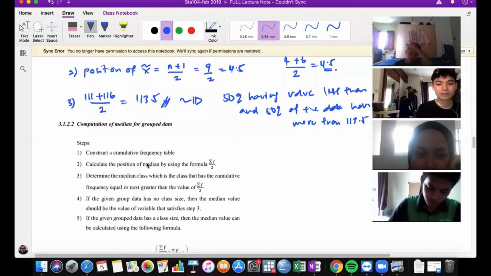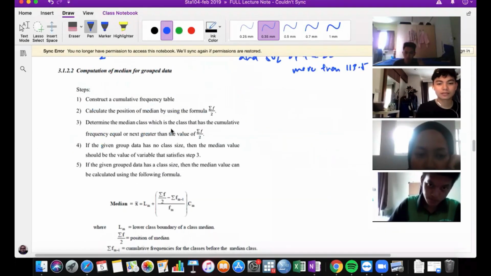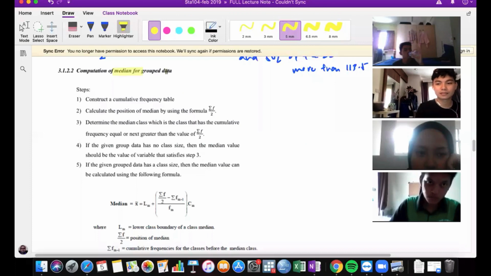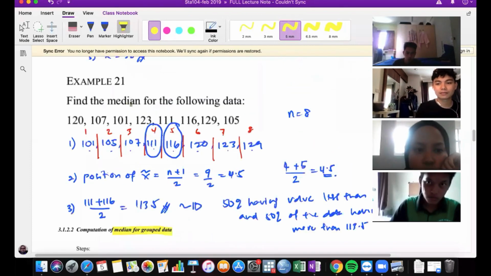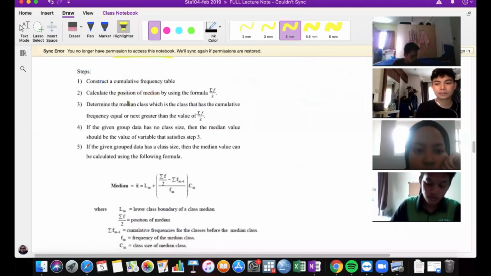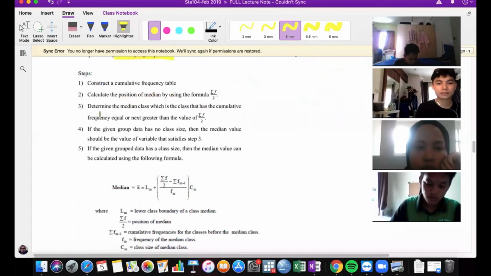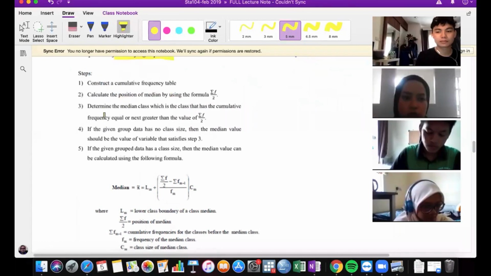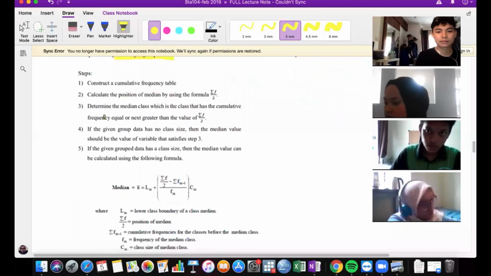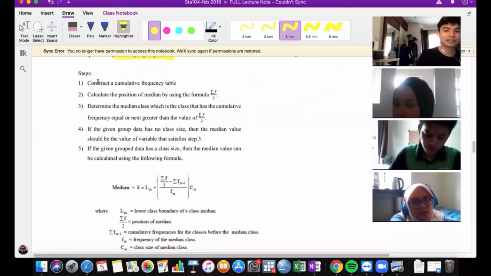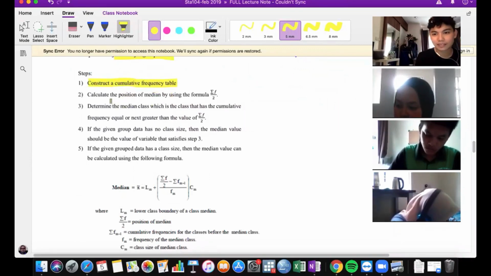So now the next topic, how to calculate median for group data. So we're going to learn how to calculate median for group data. Just now is calculating median for ungrouped data. So a bit complex, right? So we have basically 5 steps to follow. So the first step is, if you have a group data, you need to find a cumulative frequency table, right? You need to construct a cumulative frequency table.